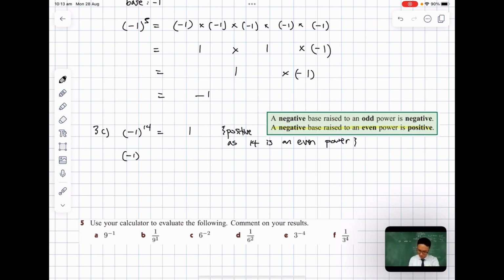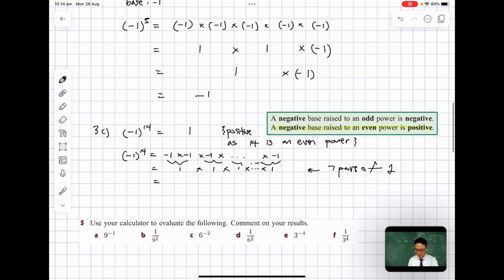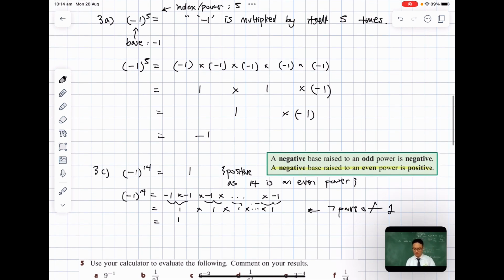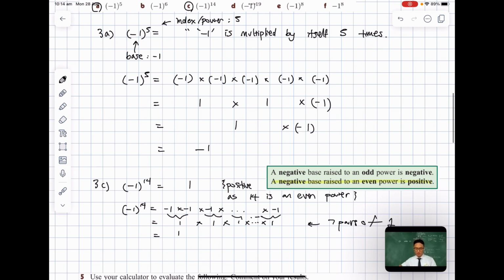It's 14 as well. Or obviously, we can do all the way 14 times, and then figure out this is 1, this is 1, this is 1. If we continue to do so, we'll notice that there are 7 pairs of 1. How do I know that? Because there are 14 of them, and if we take 2 each, 14 divided by 2, there are 7 pairs. And they're all positive ones. And 1 times 1, 7 times, is 1. For this reason, the answer to C is going to be 1.